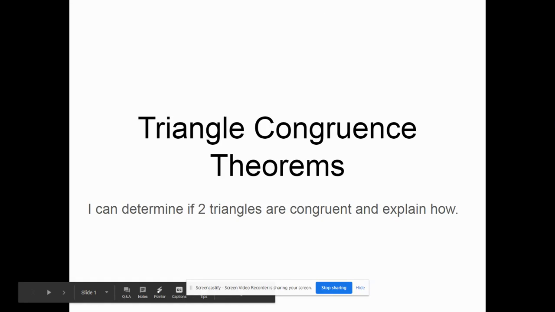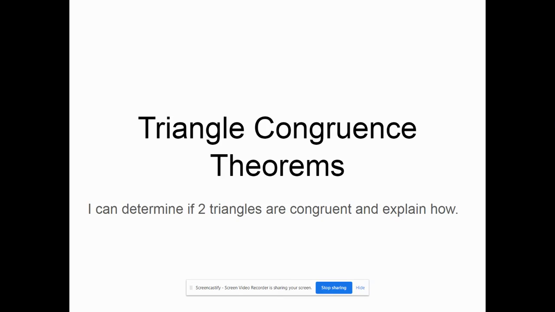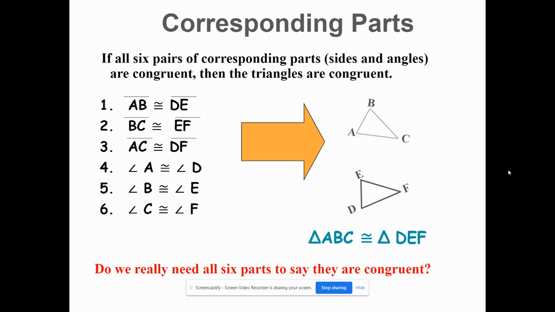So this video is going to work through some triangle congruence theorems to help support the video that you worked on from Friday in class. So corresponding parts, we don't really need all 6 things to prove that these triangles are congruent. And what we're going to do in this video is work through what would suffice, what 3 pieces we will need in order to say that something is congruent.